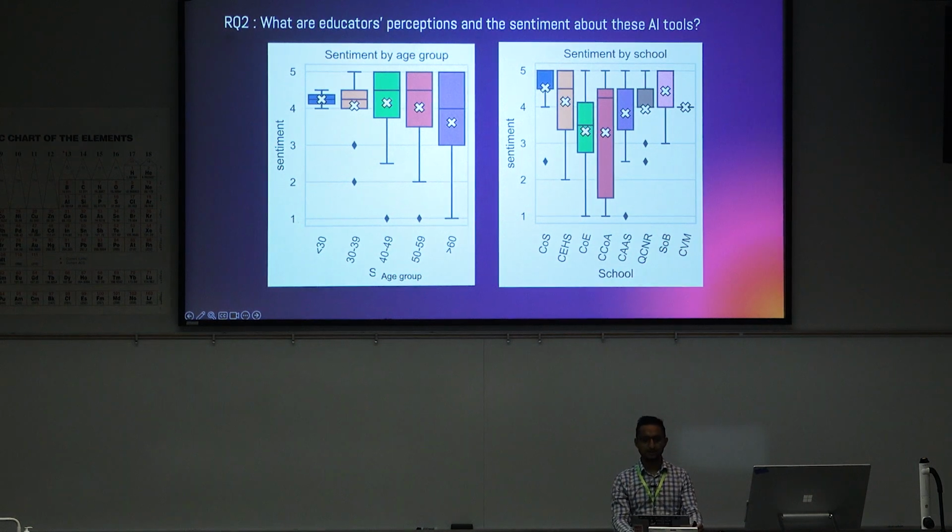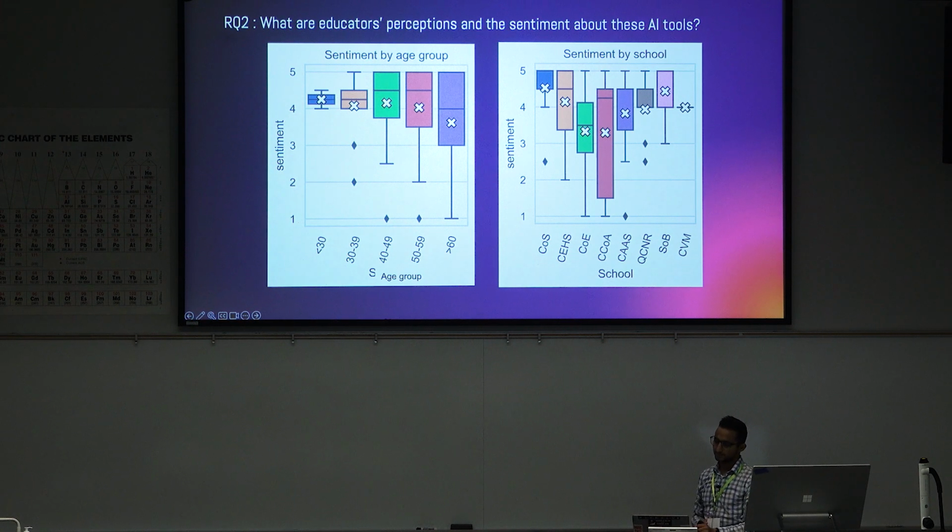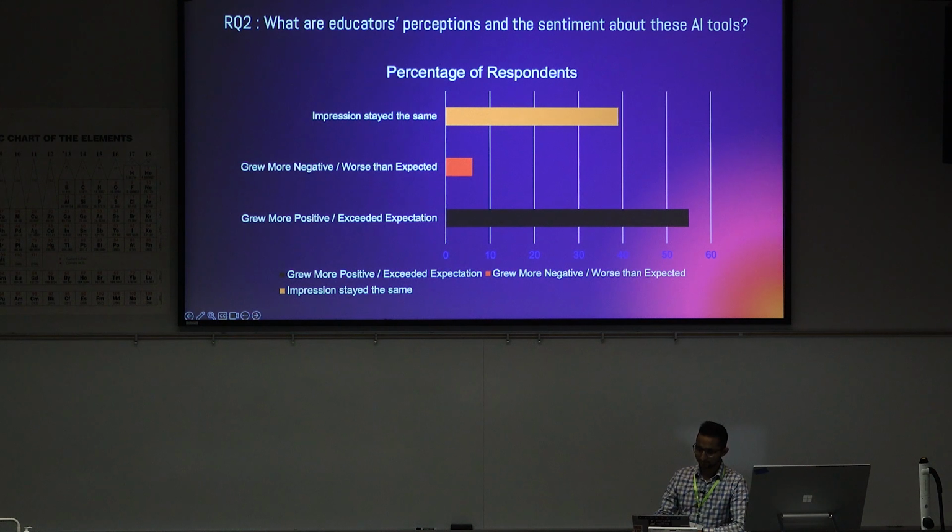Okay, so for the sentiment, I also did the same thing. I looked into sentiment by school and age group, and a similar trend continues here. The sentiment goes down slightly by age group. And then if we look at School of Business and School of Science, they have the highest positive sentiment towards these tools. And then College of Arts, not surprisingly, has the lowest mean sentiment on this tool.